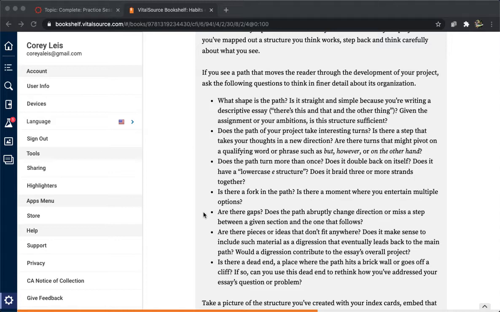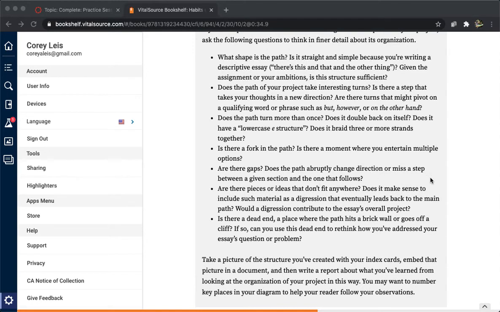Entertain different possibilities. Are there gaps? Does the path abruptly change direction or miss a step between a given section and the one that follows? So this is where looking at your note cards will come in handy, because you could see, wait a second, I actually jump from one point to another without explaining that connection. Or maybe you reach a dead end where you're not really sure where else to take it. These are things to examine, because that could ultimately help us figure it out better, more effectively when we continue working on the drafts, right?